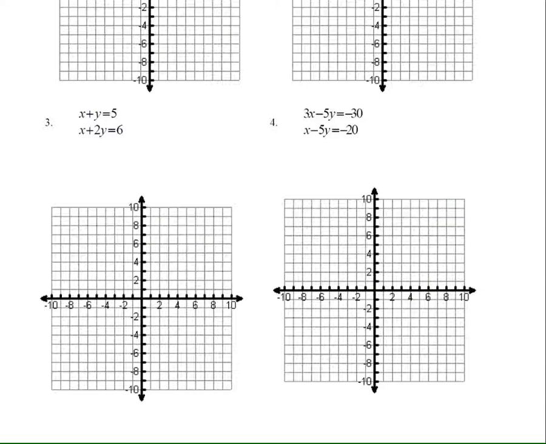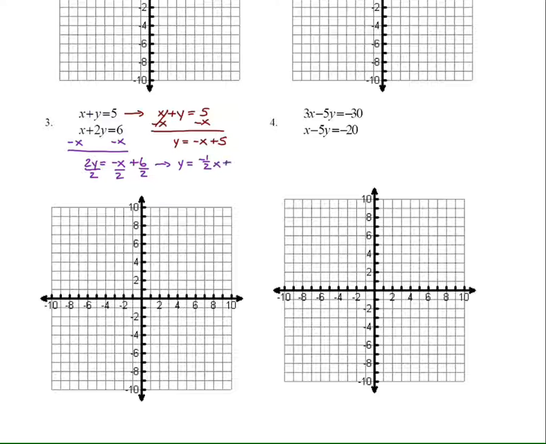Number 3, I'm going to handle it very similarly, get them both in slope-intercept form, and then graph and see where they intersect. First, I'm going to subtract x from both sides, and I get y equals negative x plus 5, and that's actually it. There's no coefficient on y that needs to be divided, so that's already solved for. Second equation, I'm going to do something similar. So I get 2y equals negative x plus 6. Then I'm going to have to divide everything by 2, so I'd get y equals negative 1/2 x plus 3. And now I have two lines that I can draw and see if and where they intersect.